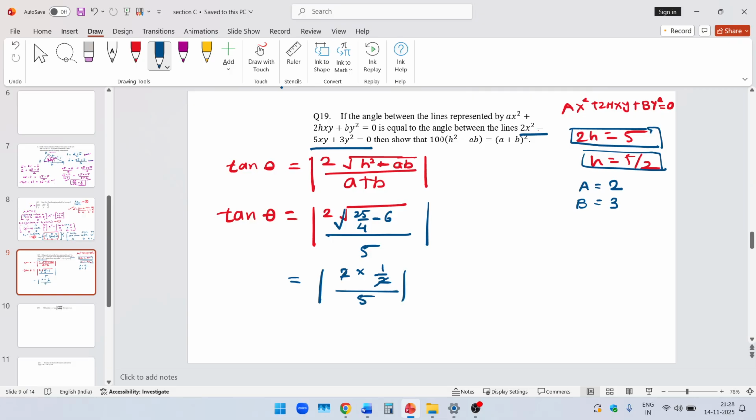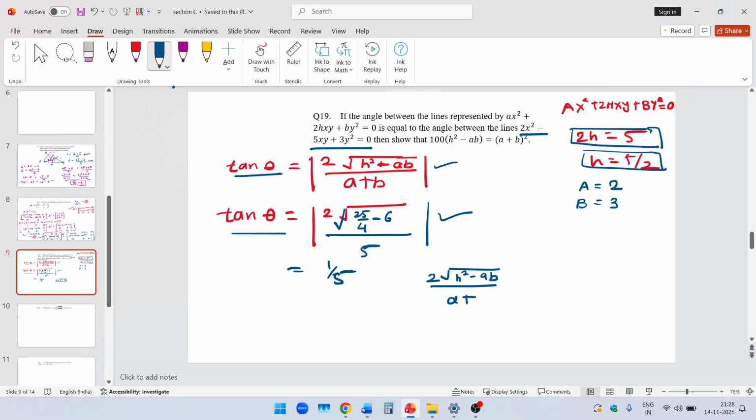2 gets cancelled. So tan theta, what you get is 1 over 5. You will get tan theta as 1 over 5. Now we know that the angle between both the lines is equal. That means this tan theta and this tan theta are same, which means right hand side should be same as well. So 2 times square root of h square minus ab divided by a plus b, which we got from this part, will be same as 1 by 5.